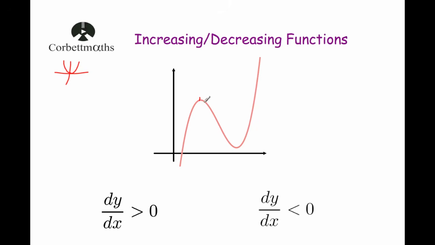Then the function starts to decrease, and it decreases all the way down to here. So for these values of x, this is a decreasing function. And then for all the rest of the values of x, the gradient is positive, so it's increasing again. So this cubic is increasing, then decreasing, and then increasing.